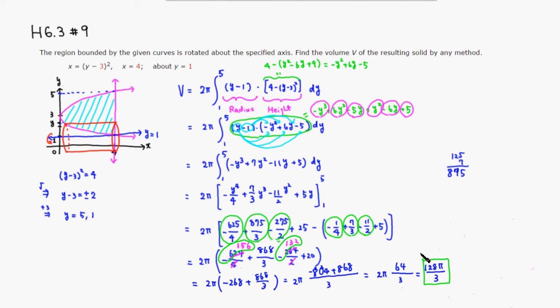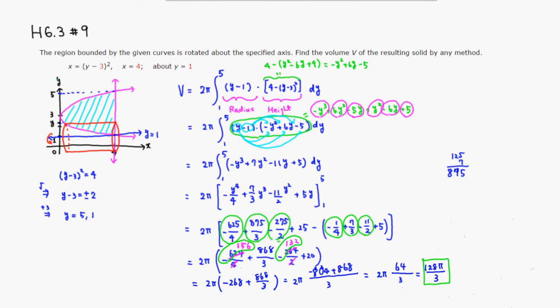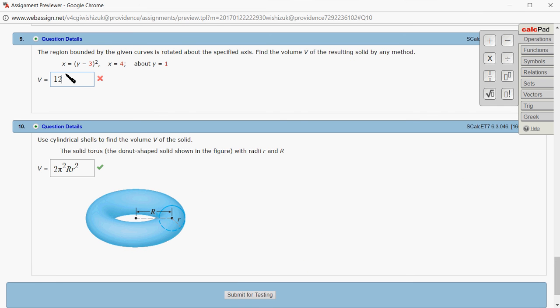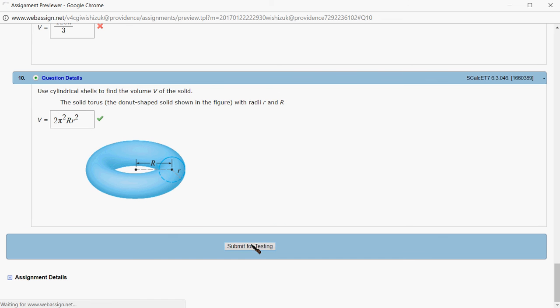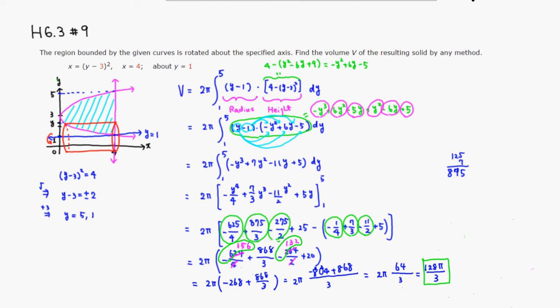Hopefully I didn't mess up on the way. So I'm going to check here: 128 pi over 3. Check the answer. It came back and magically I got the right answer. So this is how you get it. That's it. I hope that this was clear.